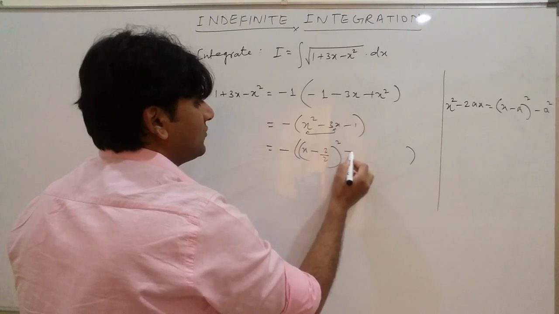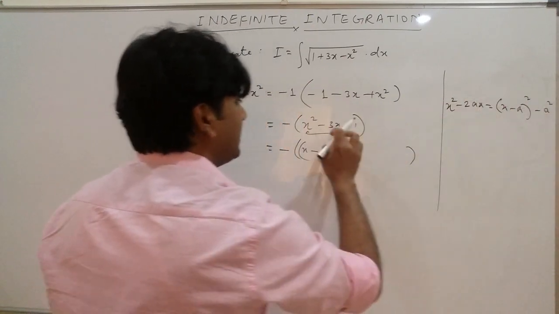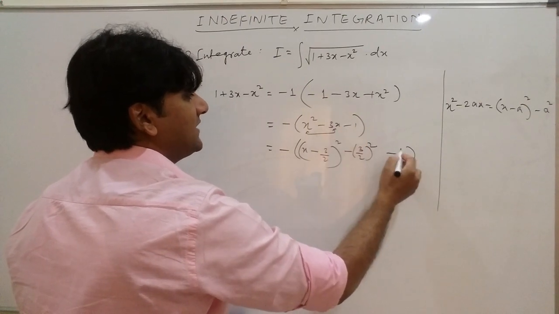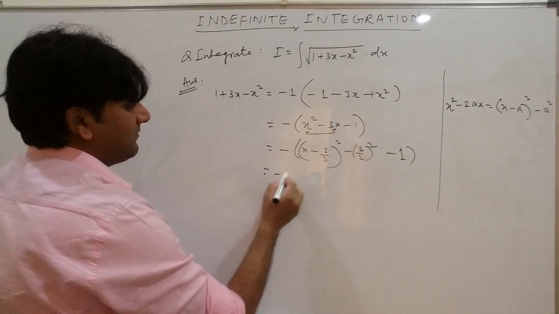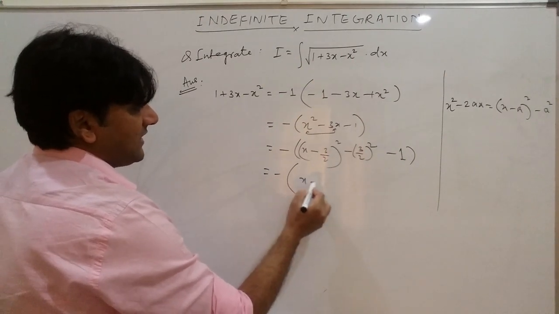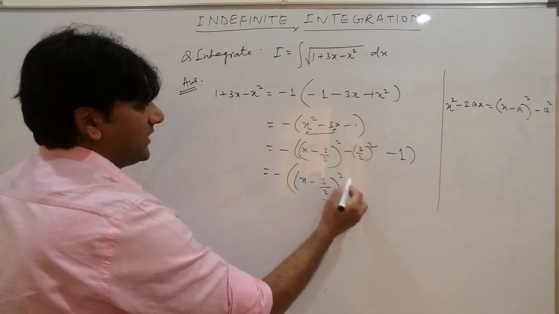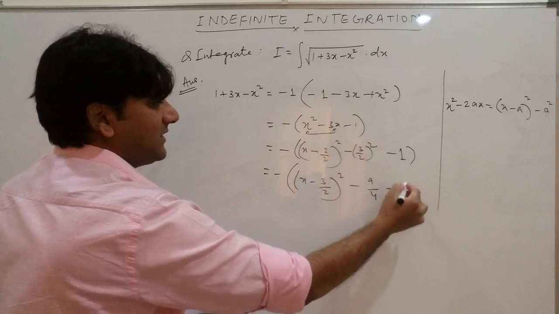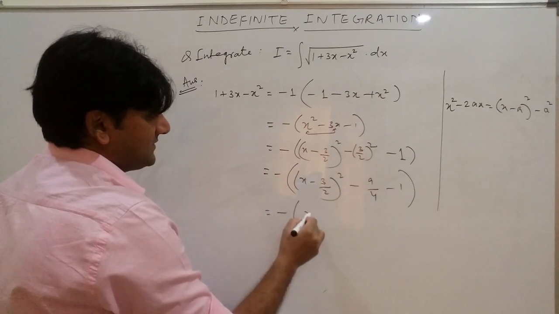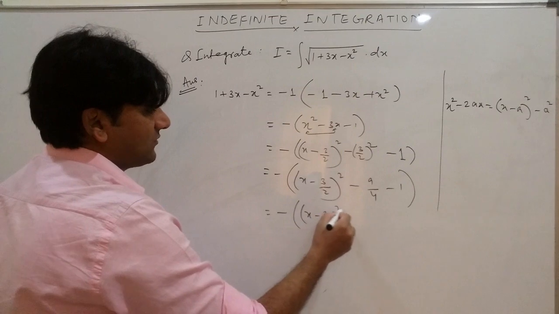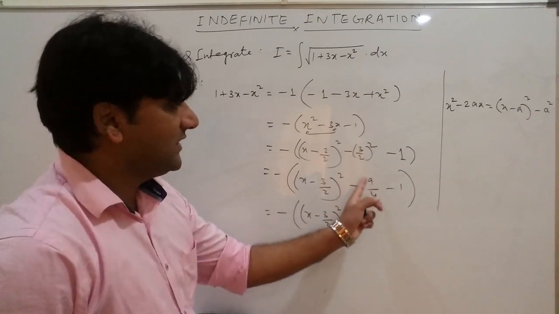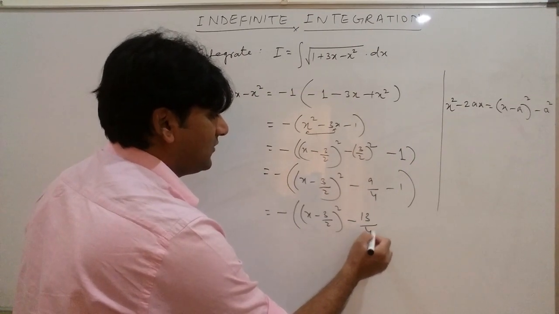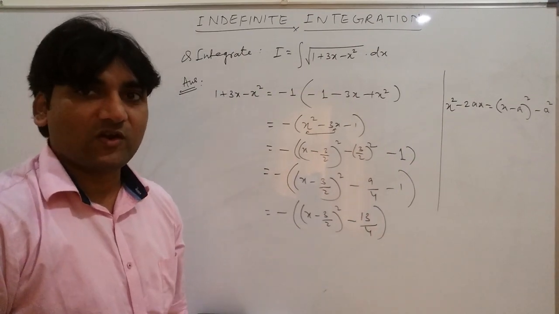So x minus 3 over 2 whole square minus a square. A is 3 over 2, so this is 3 over 2 whole square. And minus 1 is there, so minus 1 will be there. Then, x minus 3 over 2 whole square minus 3 over 2 whole square means 9 over 4, and this is minus 1. So minus, we have to calculate this, minus 9 over 4 minus 1. So this would be minus 13 over 4, right? So we got this.